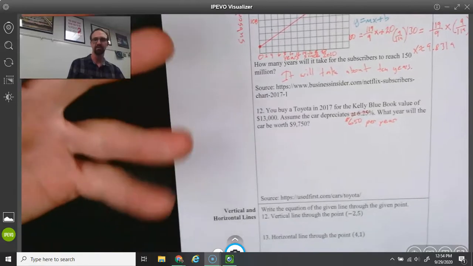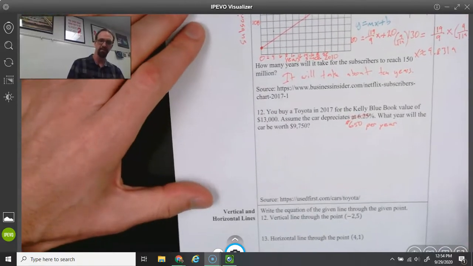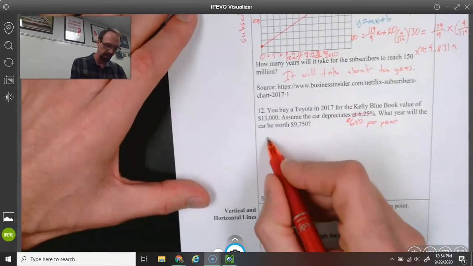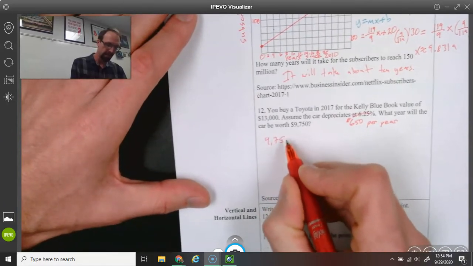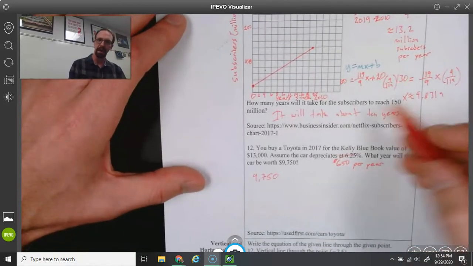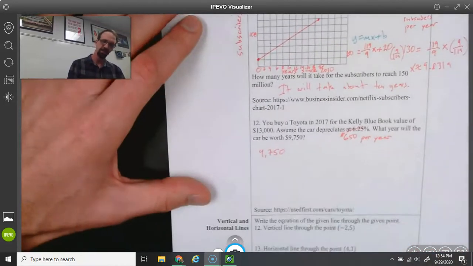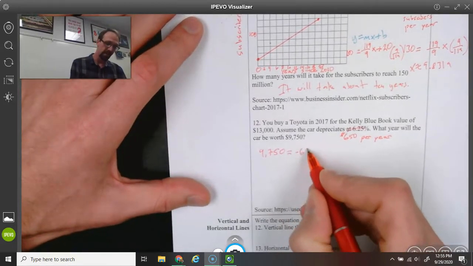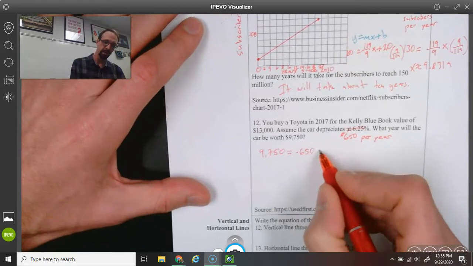So this is actually just setting up very similar to the second part of this last problem. My goal is I want to know what the value is when it's $9,750. Knowing that it depreciates, that means it decreases in value. This, we had a positive slope. You can see the slope is increasing. This one, the value is decreasing. So this is going to be negative $650. It's per year, so per x.